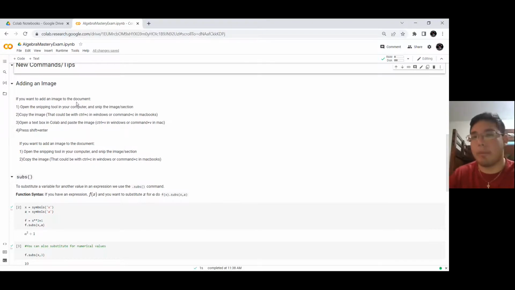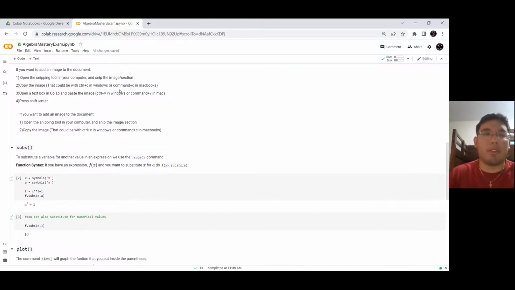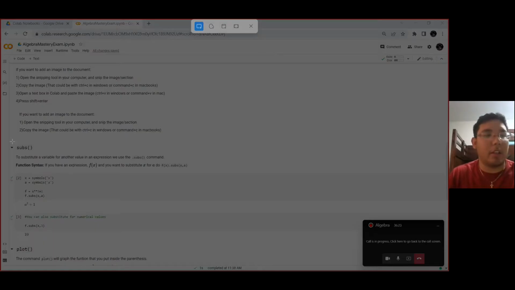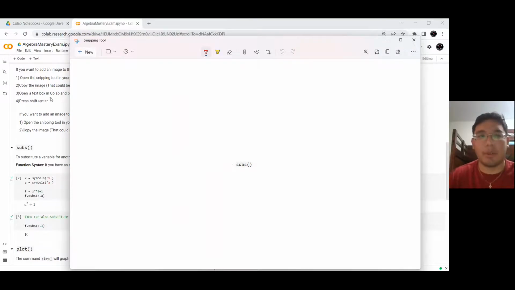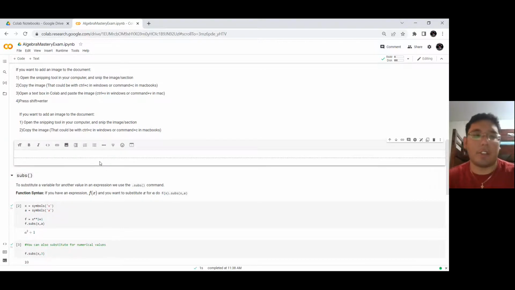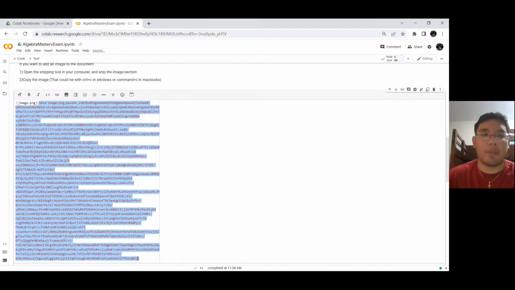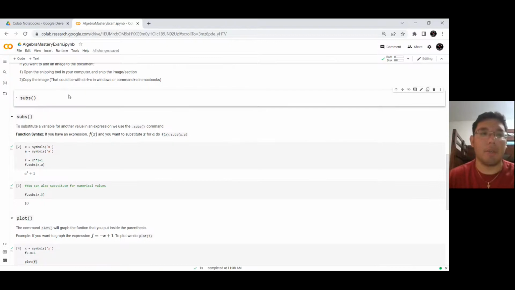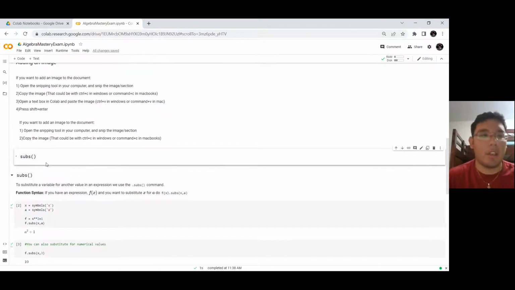The first thing is adding an image. We haven't taught you how to add an image, so here's a step-by-step solution on how to do it. I will give a little example. First, we get a snipping tool. Then we select the picture we want to import into the Google Colab. Then we click copy, right-click copy. And then here we open a text cell and press Control V to paste it. After we paste it, we're going to see this jumbo. Don't worry about it. Just press Shift Enter, and you should get your picture in that text cell. So that's how you add an image.